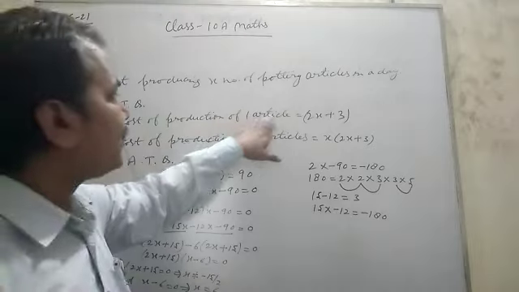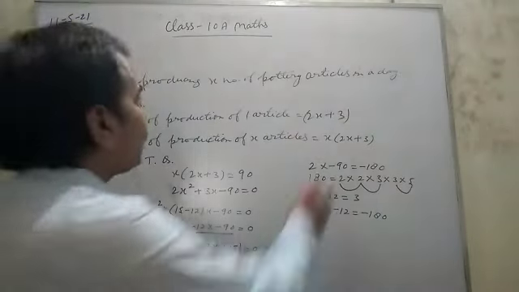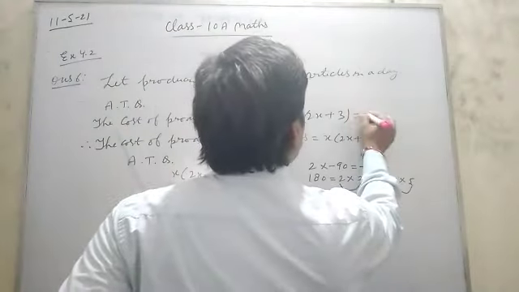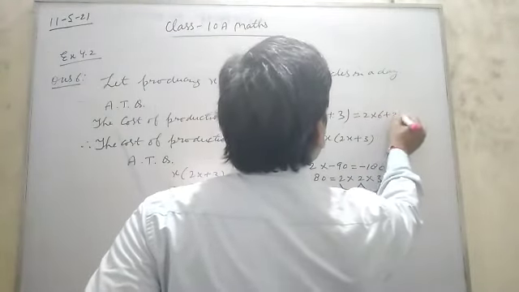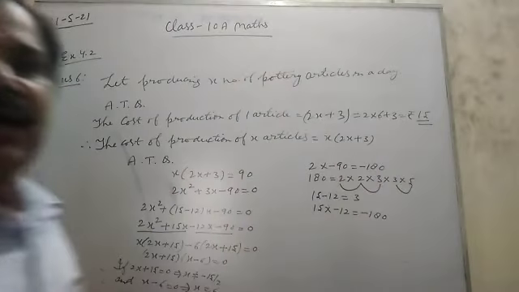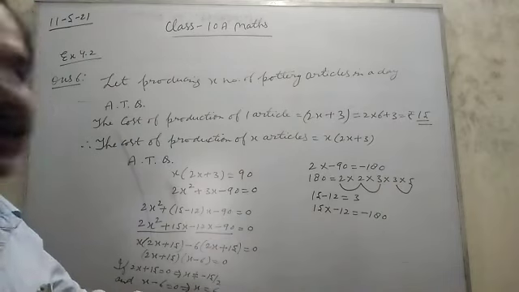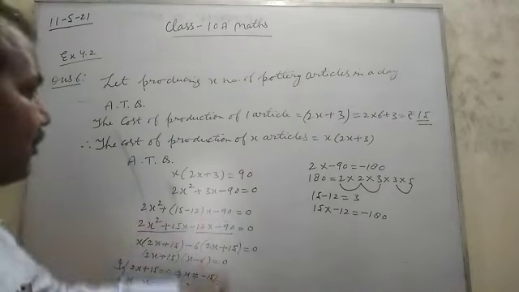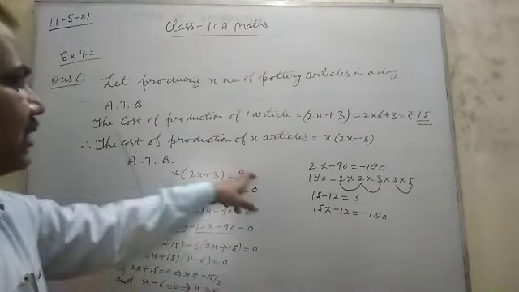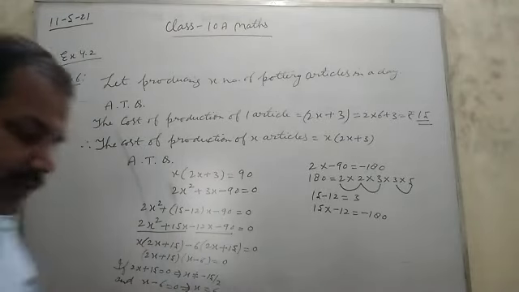So cost of each article, 2 into 6 plus 3. So here you can put 2 into 6 plus 3 is equal to rupees 15. Means one article costs 15 rupees. And how many articles? 6 articles. So total cost what will be? 15 into 6, 90. Also check your answer. Clear? So this exercise is completed.